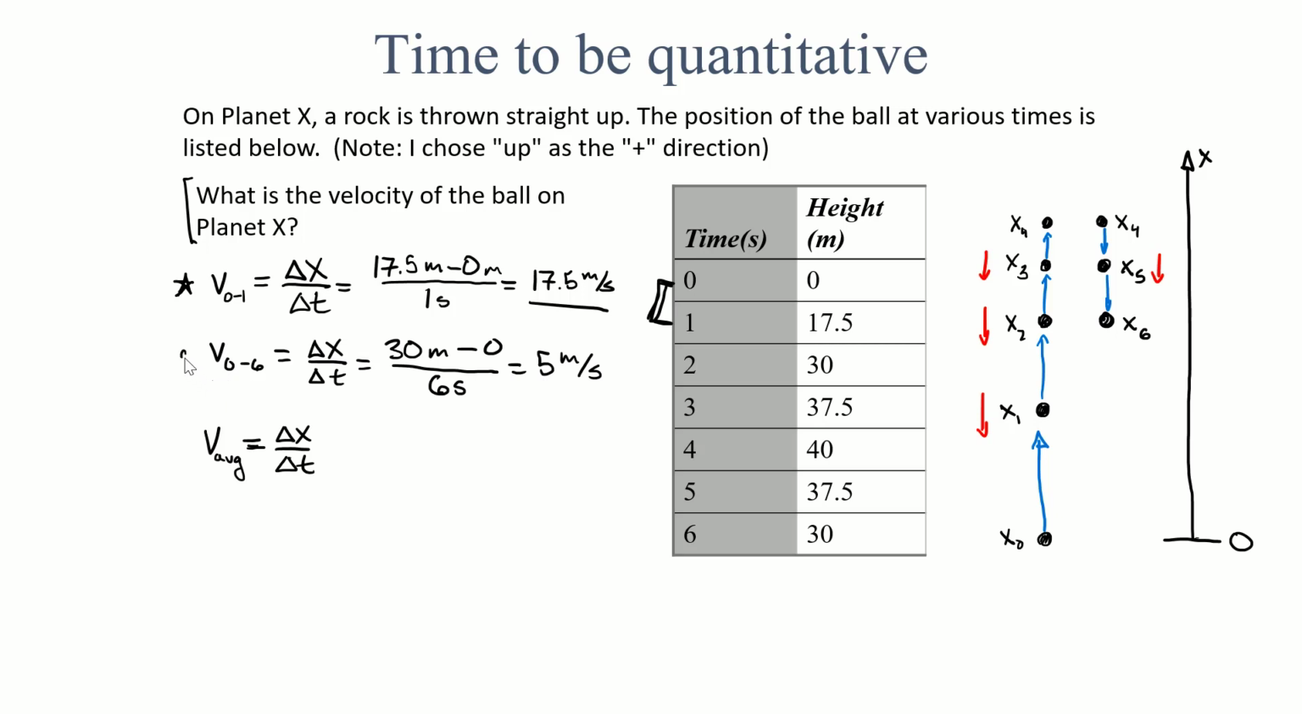Likewise, when we look at this one from 0 to 6 seconds, we're calculating the average velocity for the whole trip. So depending on the information you're looking for, either of these could be more appropriate to use, right?